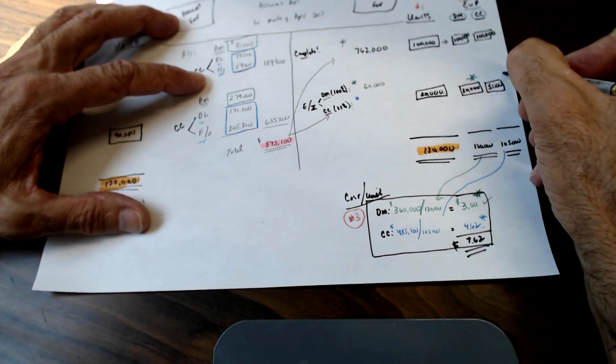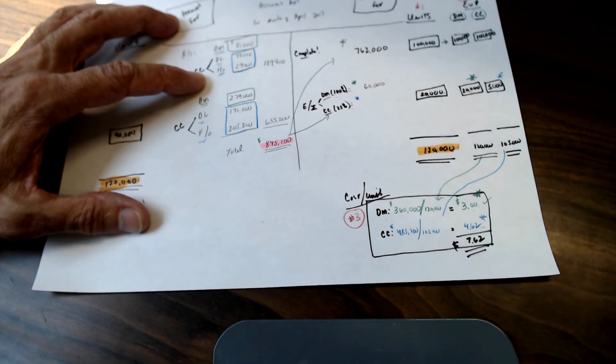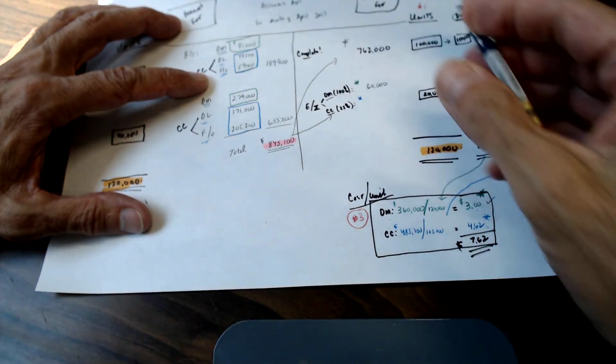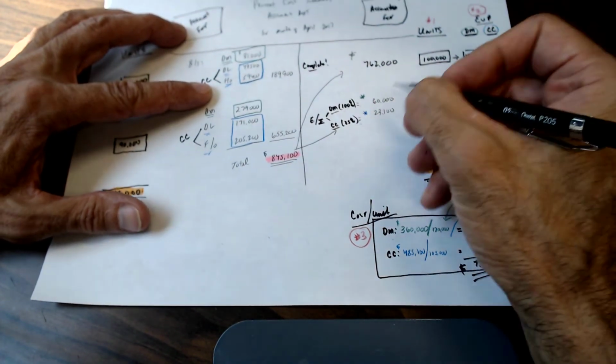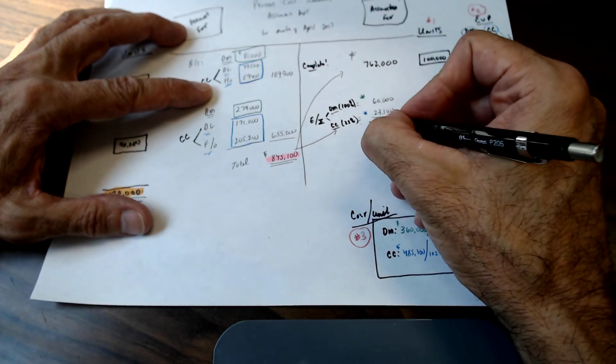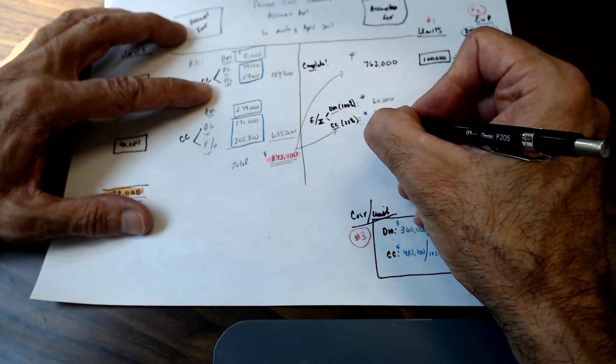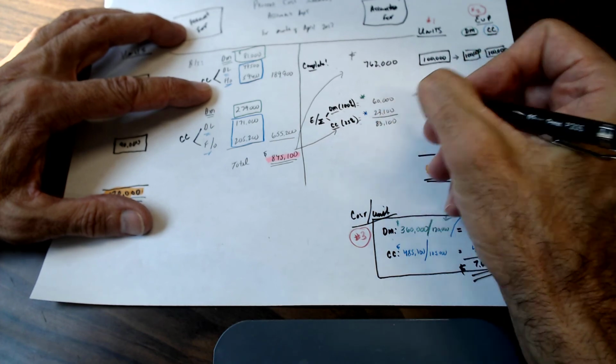So 5,000 equivalent whole units at $4.62 apiece is $23,100, for a total cost in ending inventory of $83,100.